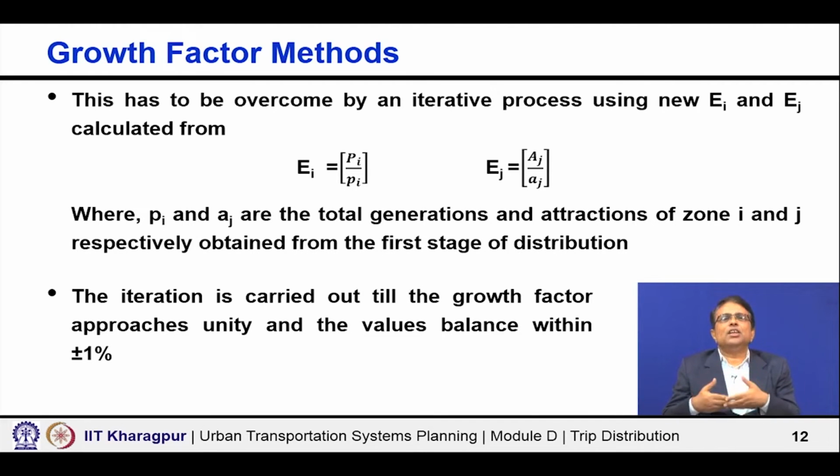So, if you do it iteratively, you will find the target and actual estimated productions and attractions in the future will match very closely. And if they match closely, then you know that your internal cell distributions are probably reasonable, because they give a close match to your target row total and target column total.